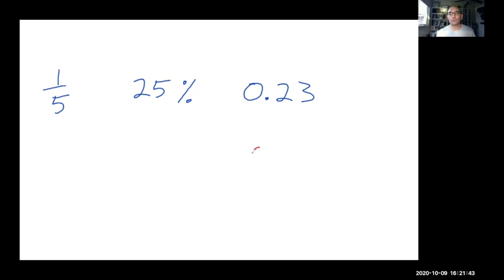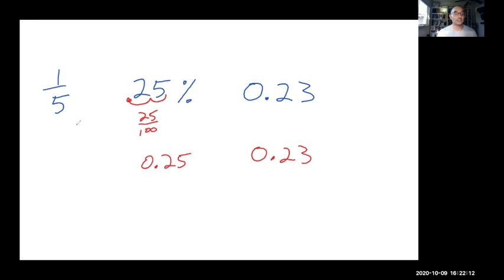So 0.23 is still just 0.23. 25%, if you remember, is 25 over 100, which is 25/100ths, which becomes 0.25, right? Or you remember from converting a percent to a decimal, you just go 2 places over, right? And so it's 0.25. And this, what we just did before, you're going to have to convert into a decimal by doing 1 divided by 5.